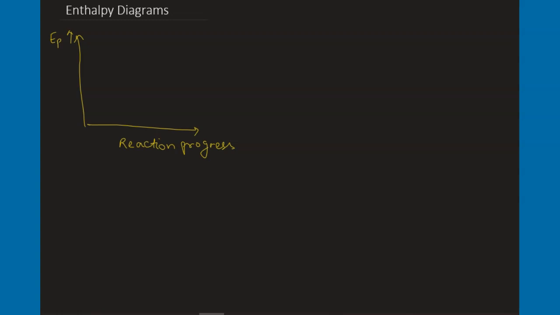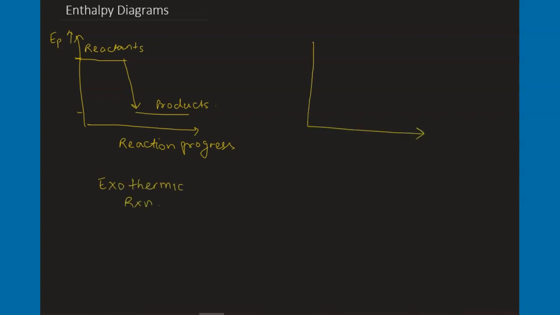As your reaction progresses, you're going from reactants to products like this. So your reactants have high energy, your products have low energy. If this is the scenario, this means it's an exothermic reaction. And if we need to represent an endothermic reaction, this is how our EP is going to be represented. This is the reaction progress. In case we are making an endothermic reaction, this is how we would make reactants, and this is how we would make products. If your products have a higher energy than reactants, then it's called an endothermic reaction.